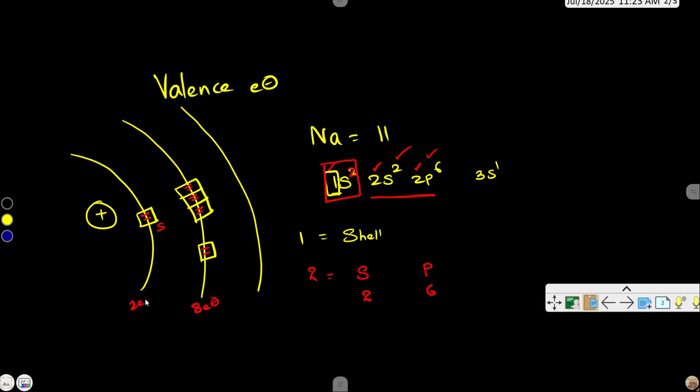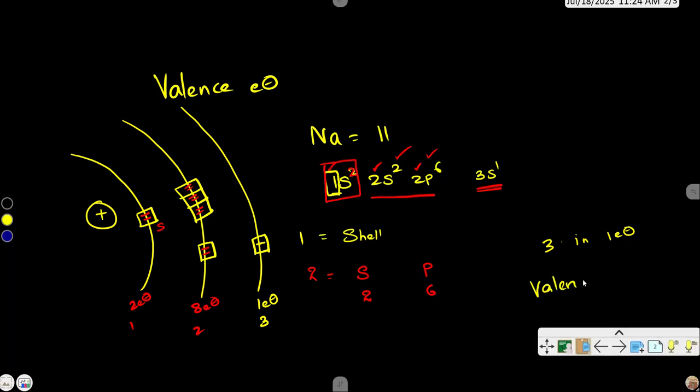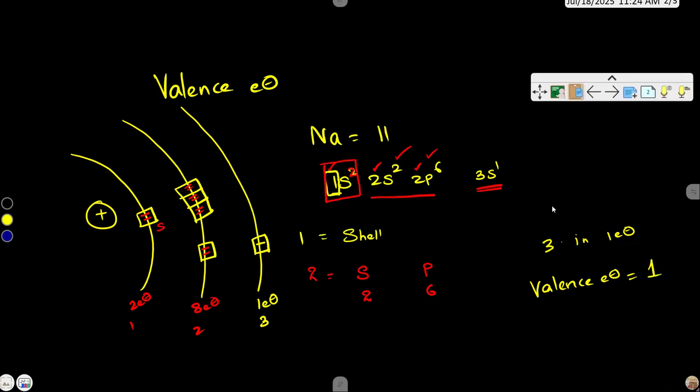In the first orbit, we have got 2 electrons. In the second orbit, we have got 8 electrons. In the third orbit, the third shell, we have the s subshell, and in that we have 1 electron. Now, which is the last shell? The third shell is the last shell. In that, we have 1 electron. So valence electrons equals 1 for sodium, and this is how we calculate valence electrons.